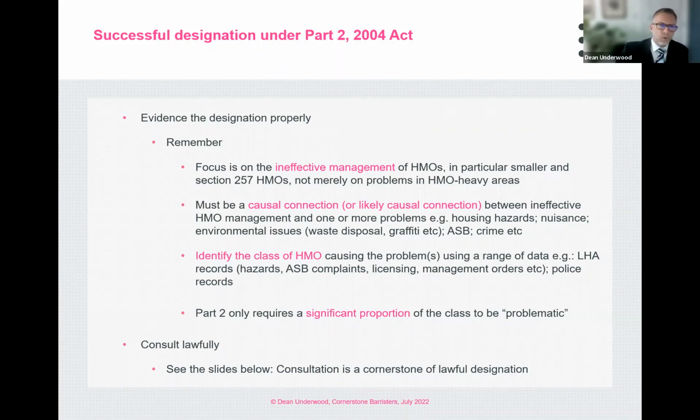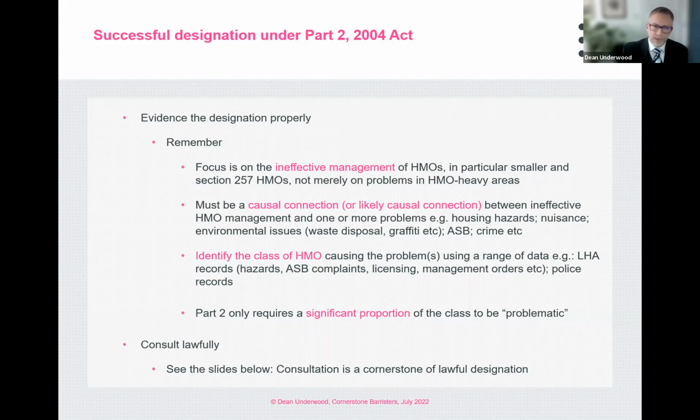Well, first and foremost, and I've only made 2 points on this slide, is make sure that you evidence the designation properly. Remember, as indicated previously, that the focus of section 56 is on the ineffective management of houses in multiple occupation, and in particular on HMOs to which mandatory HMO licensing doesn't apply. For example, smaller and section 257 HMOs. And the focus really isn't, or is not merely, on the existence of problems in an area that happens to be HMO heavy.